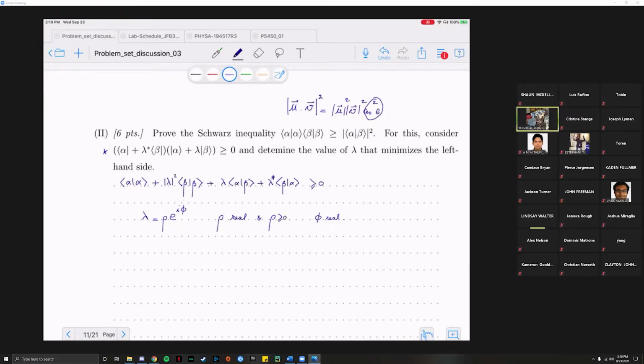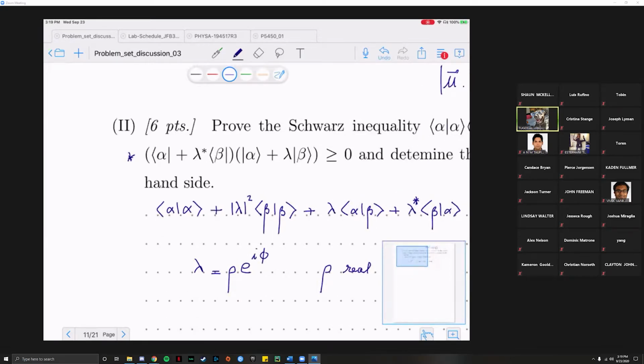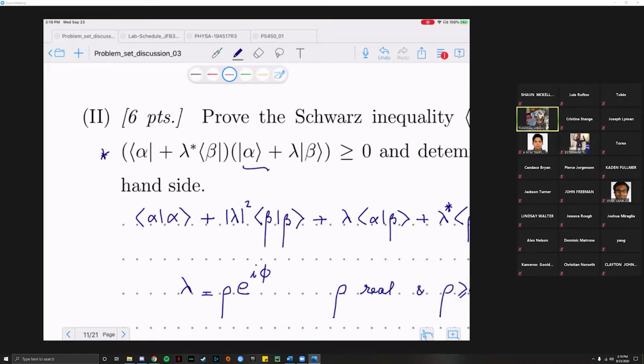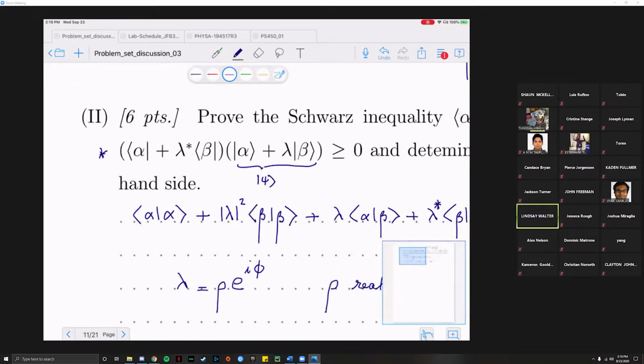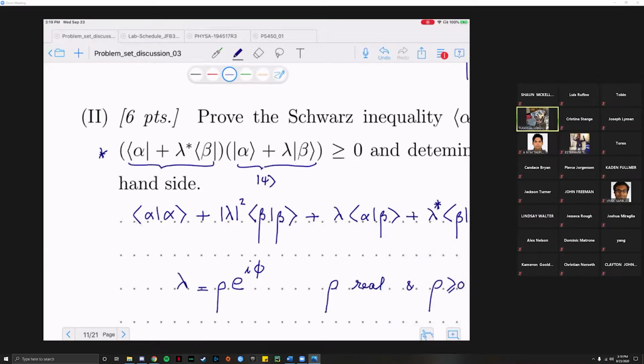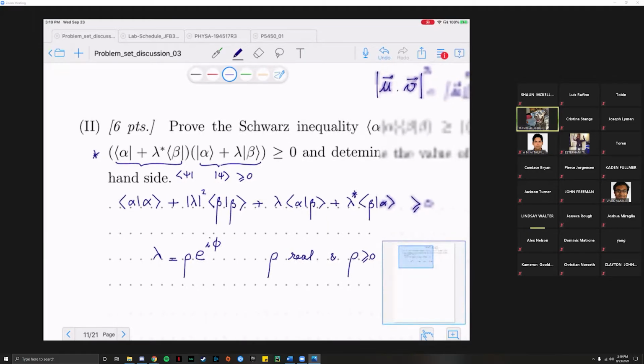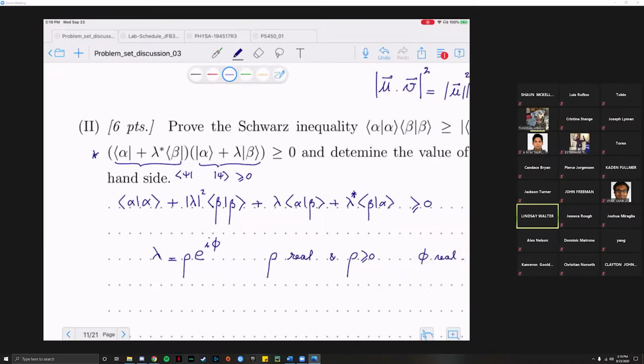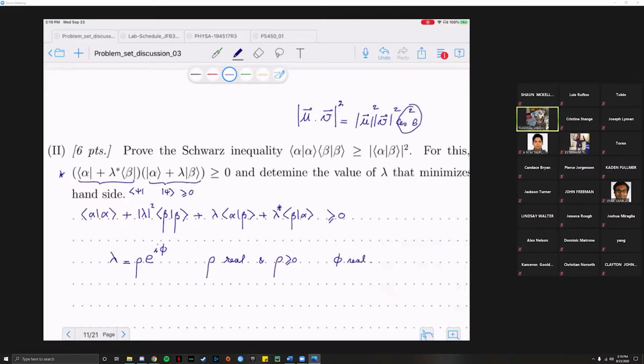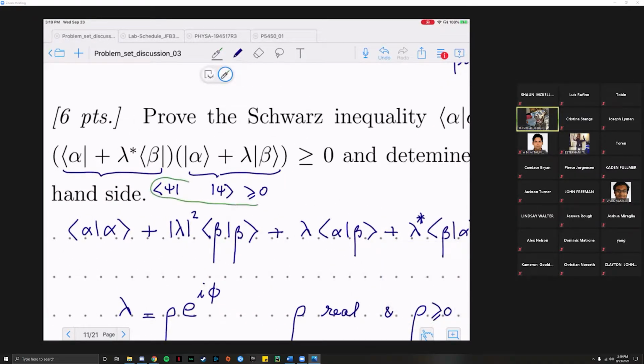If I were to call this psi, this would exactly be psi bra psi. And so it's clear that since this is an inner product of psi with itself, it is greater than or equal to 0. Right. So that's it. Oh, okay. So it's just kind of like an expansion. So we know that this is always true.